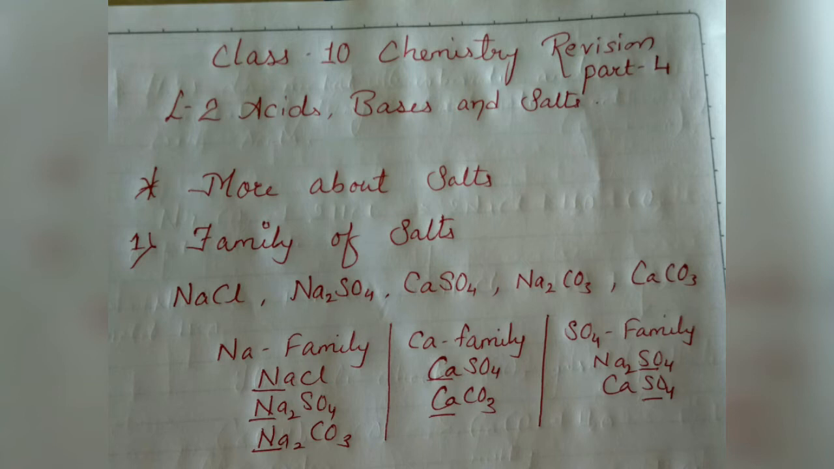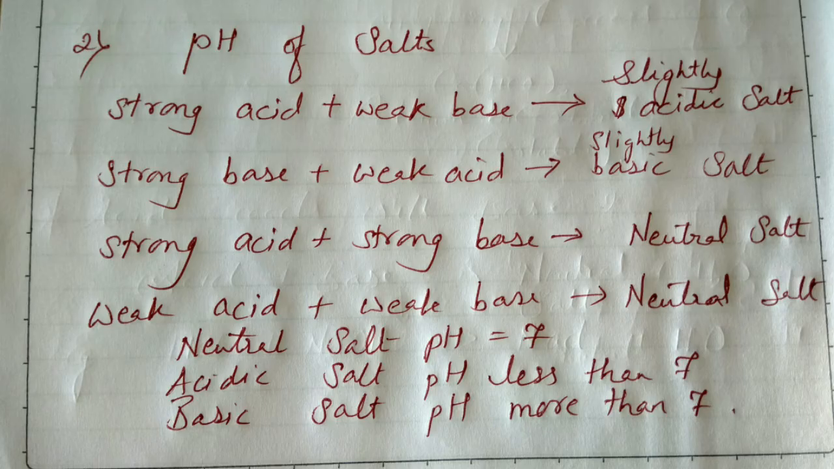Even if the non-metallic part of the salt is common, you can make that family also. For example, Na2SO4, CaSO4. So what is common? SO4, your negative part is common. So you can say SO4 family. Dear student, one more family is over there which I have not specified. That is for you. Identify it and let me know.